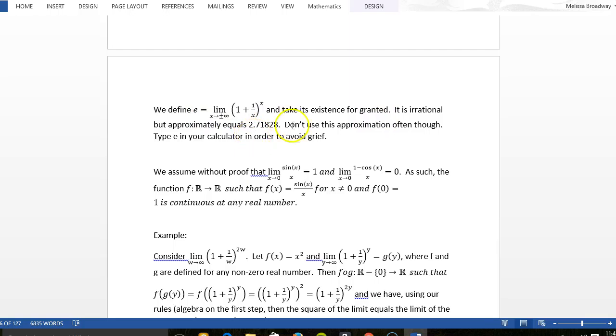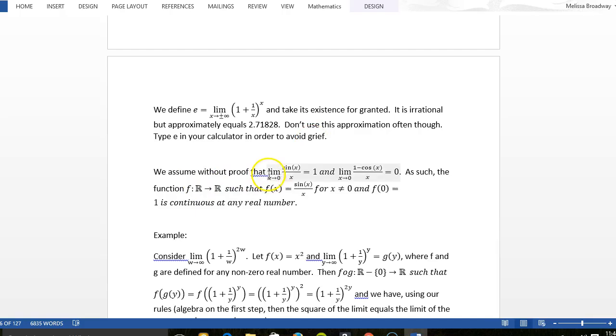e is irrational, and it's roughly equal to 2.71828, but that's not precise. It actually goes on forever. This is just a mere approximation. Don't use this approximation often, though. Type e in your calculator in order to avoid grief.